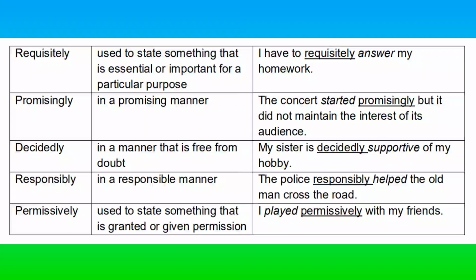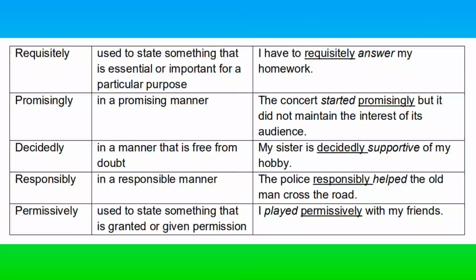Promisingly, meaning in a promising manner. Sample sentence, the concert started promisingly, but it did not maintain the interest of its audience. Decidedly, which means in a manner that is free from doubt. For example, my sister is decidedly supportive of my hobby.